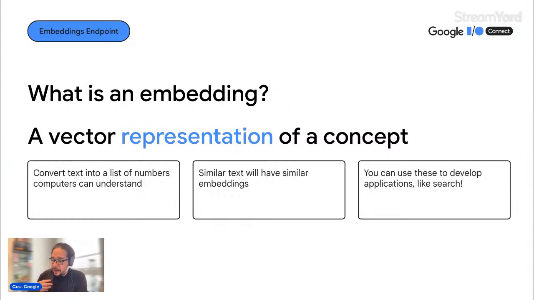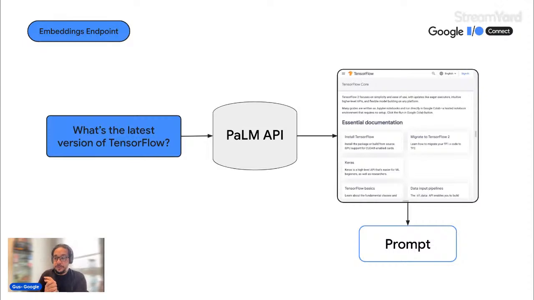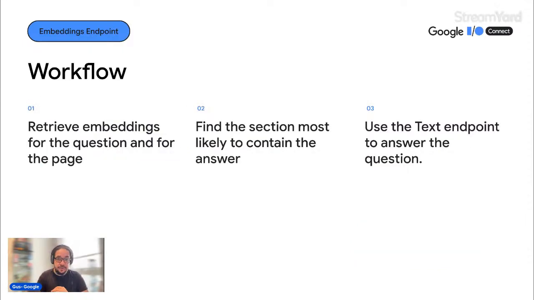So embeddings can help you find answers on text, find similarities. That's what we're going to use to talk to documents. So what I want to do is ask a question, and I want the PaLM API to show me the TensorFlow documentation where that answer is. So first of all, I retrieve the embeddings from the question and save it on a variable.